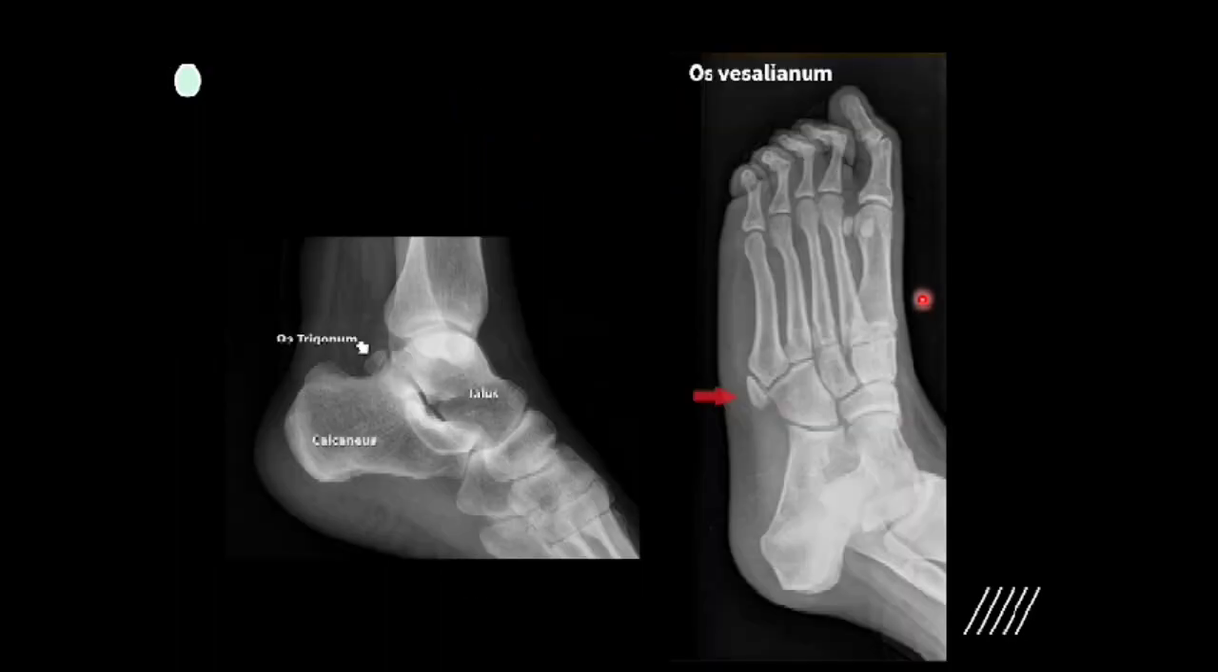So some other examples are os trigonum, that is related to the posterior tubercle of talus. Talus is a tarsal bone. And os vesalianum, that is related to the lateral surface of the base of fifth metatarsal bone. So these are also considered to be accessory bones.